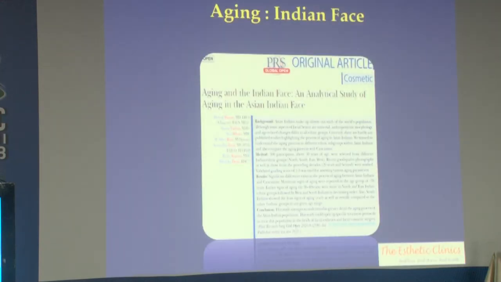Now, this was the first aging paper which came out of the aesthetic clinics. In fact, it's the first aging paper which came out of India. Until this paper was published in 2018 in Plastic and Reconstructive Surgery, which is basically the flagship journal of the American Society of Plastic Surgeons, until then, we did not have any data on how Indians really age. If you don't know how Indians age, how will you treat them? But that was exactly what was happening. We were treating Indians and their aging based on what Caucasian instructors were teaching us. And we were obviously going wrong with that.